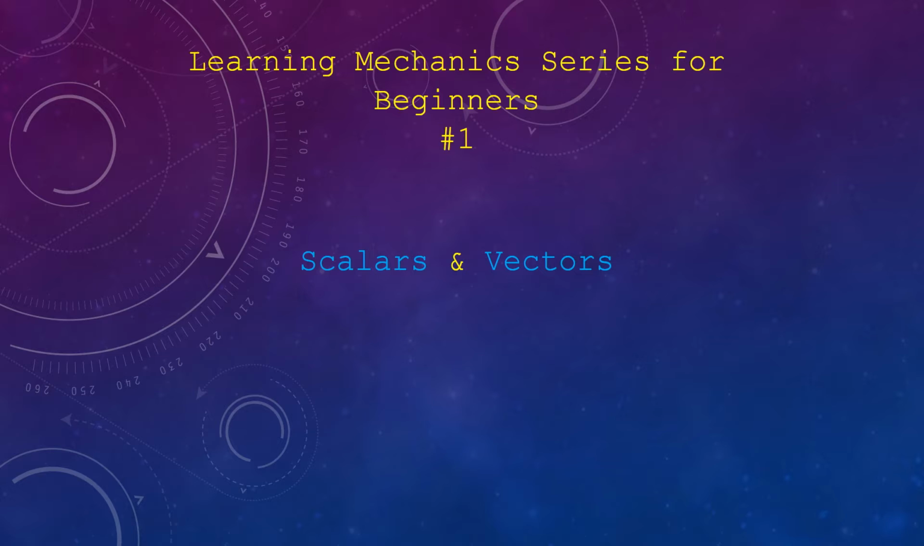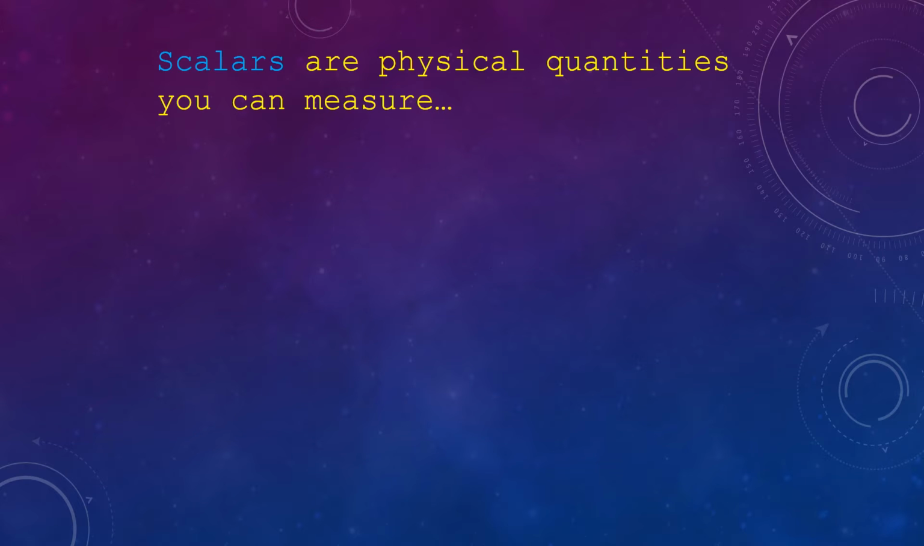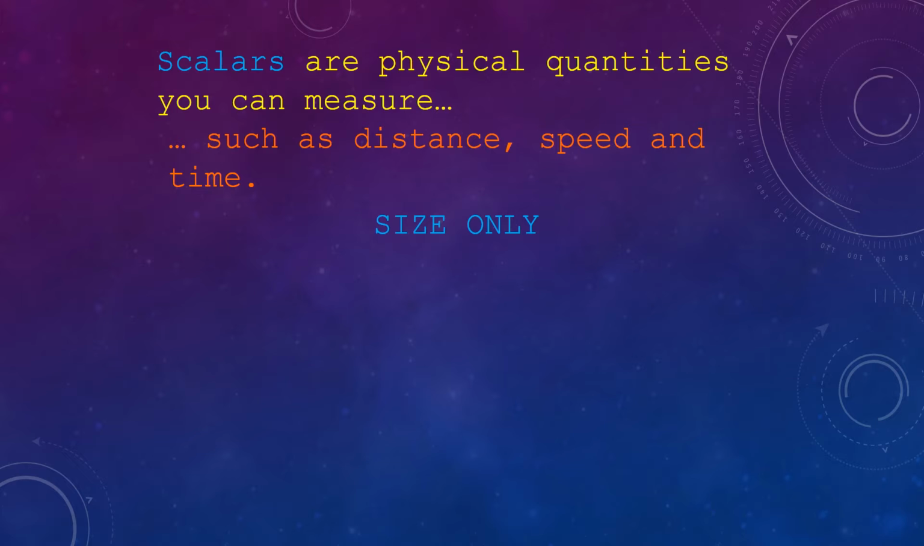So scalars and vectors are just two categories where we can put different things that we measure into each category. So what do I mean by this? Let's have a look at what a scalar is first. Scalars are physical quantities you can measure, such as distance, speed, and time, but they only have a size associated with them. For example, distance measures how far away you are from a place.